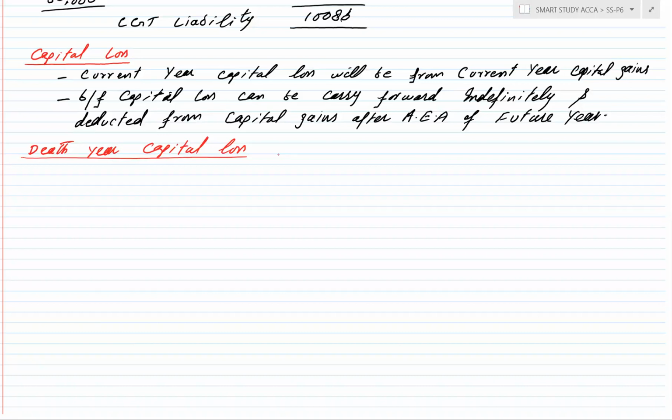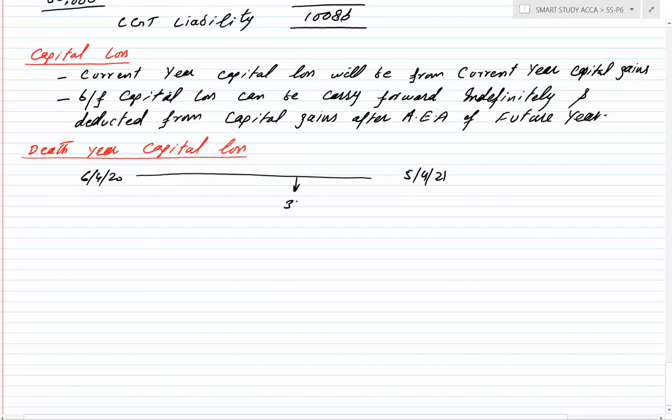Death year capital loss means our current tax year is from 6th April 2020 and it will end on 5th April 2021. So this is our current tax year. And an individual died on 31st of December 2020. So this is basically the death date of the individual.